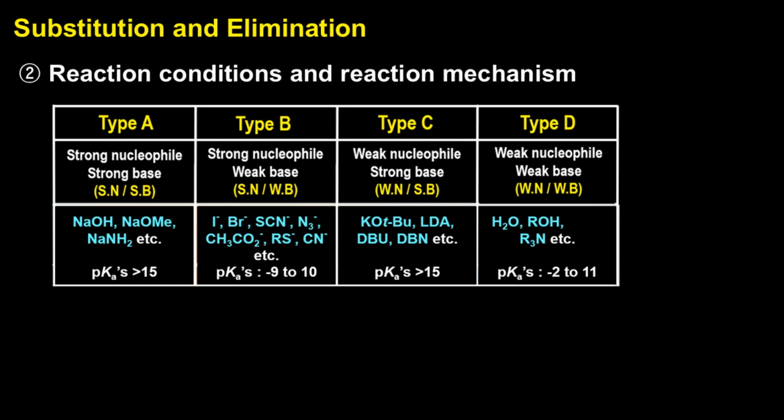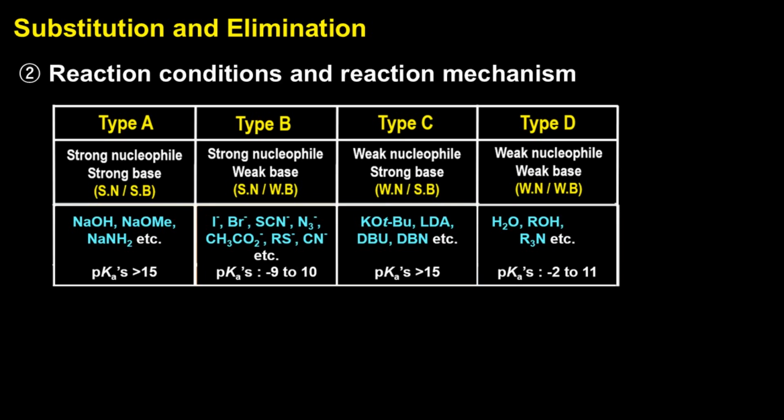Type A reagents are both strong nucleophiles and strong bases. Examples include sodium hydroxide, sodium methoxide, and sodium amide. What sets them apart is their small size. Because they're compact, they can efficiently attack the carbon center in substitution or abstract a beta hydrogen in elimination. Type B includes strong nucleophiles that are relatively weak bases, like iodide, bromide, azide, thiolate, or acetate. They strongly favor substitution, especially SN2, because they lack the basicity to promote elimination.